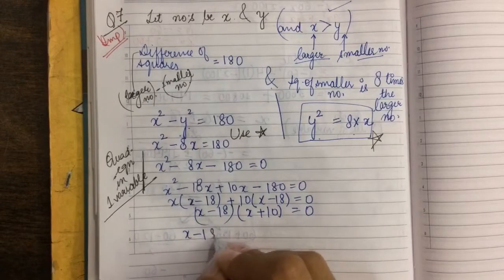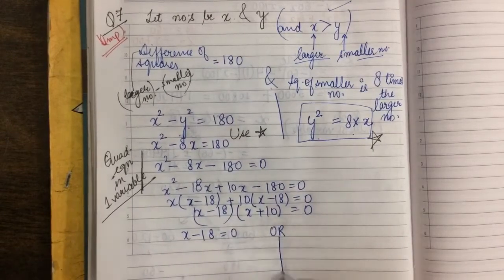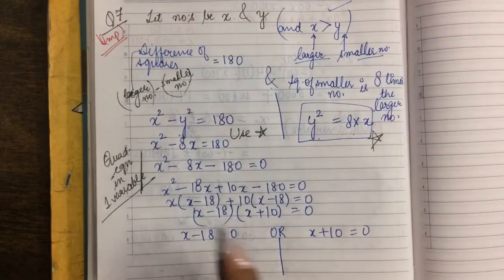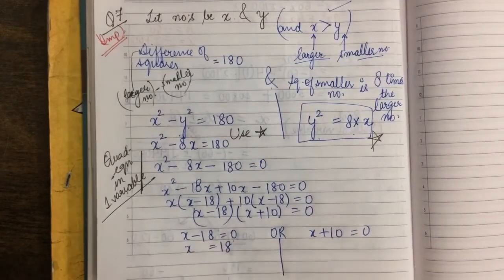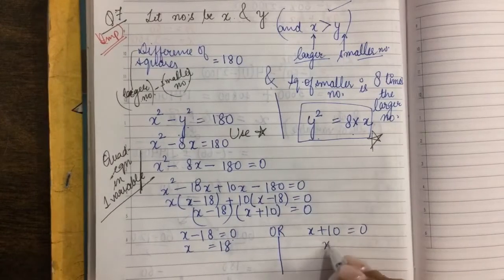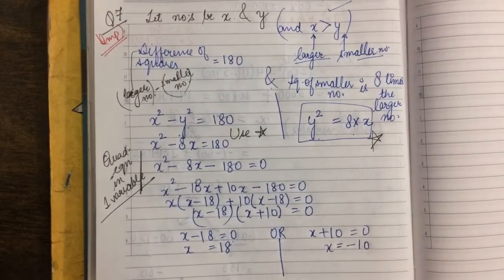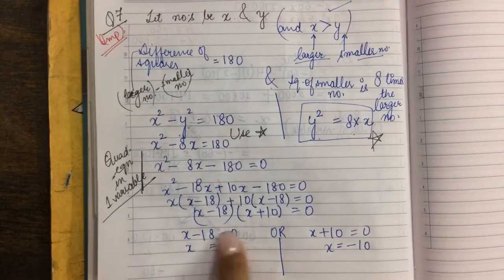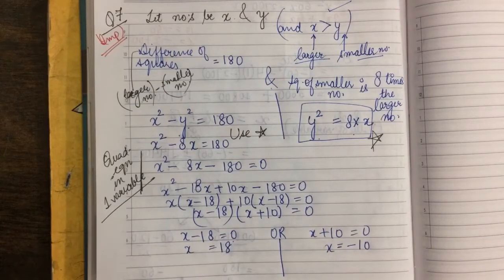From here, there are two possibilities. Either the first linear factor is equal to 0. From here, the value of x is 18, or x plus 10 equals 0. This will be x equals minus 10. Now, because we are talking about the numbers, we cannot reject any of these. Both values are possible for the time being. So x could be a positive number, x could be a negative number. Let us see, using these, what will be the second number.